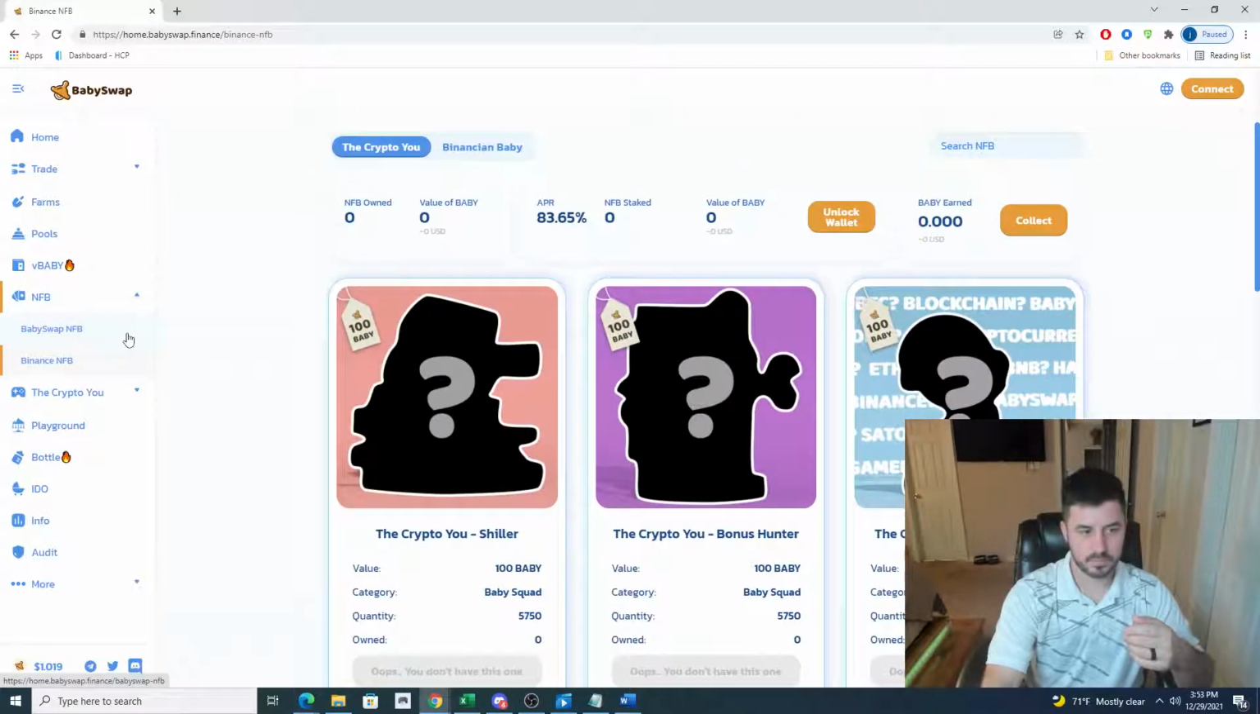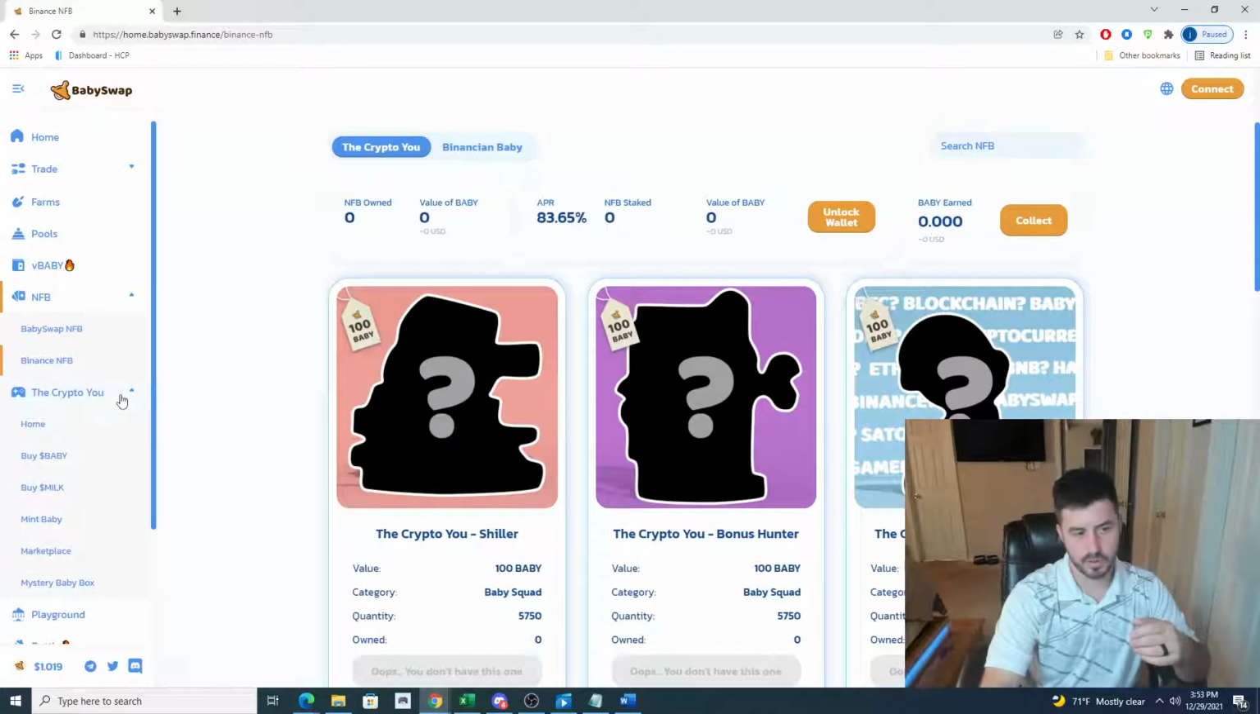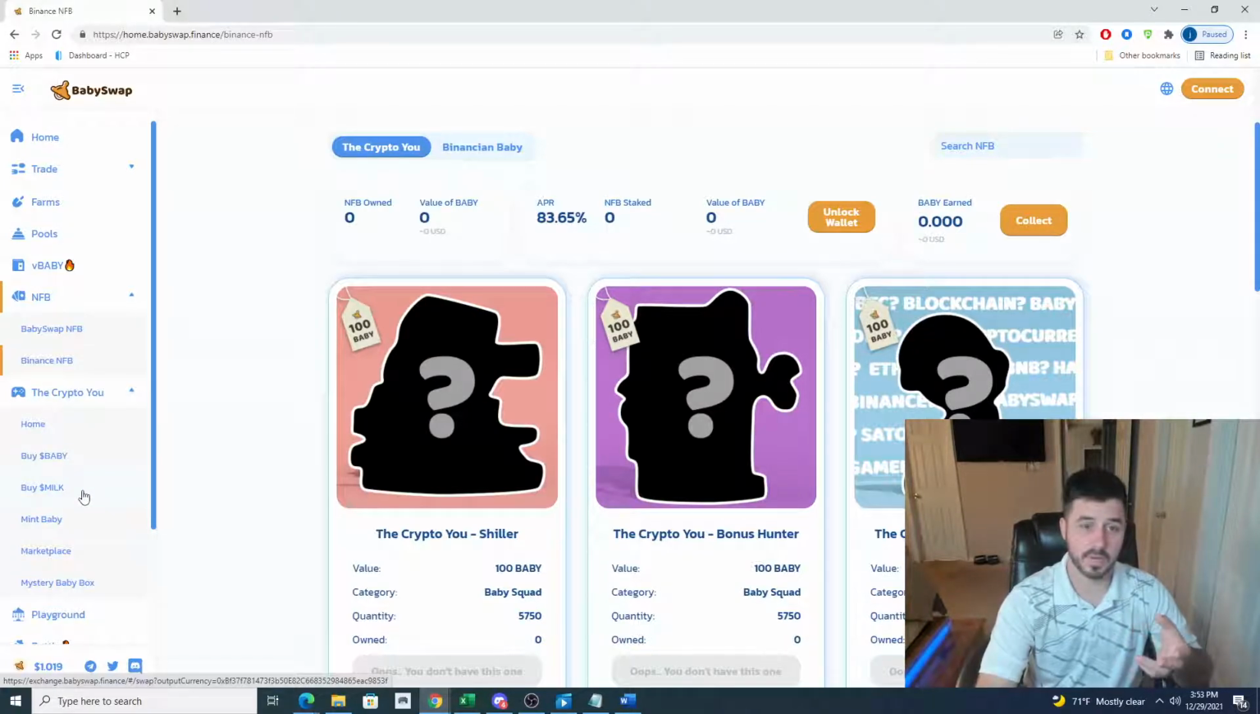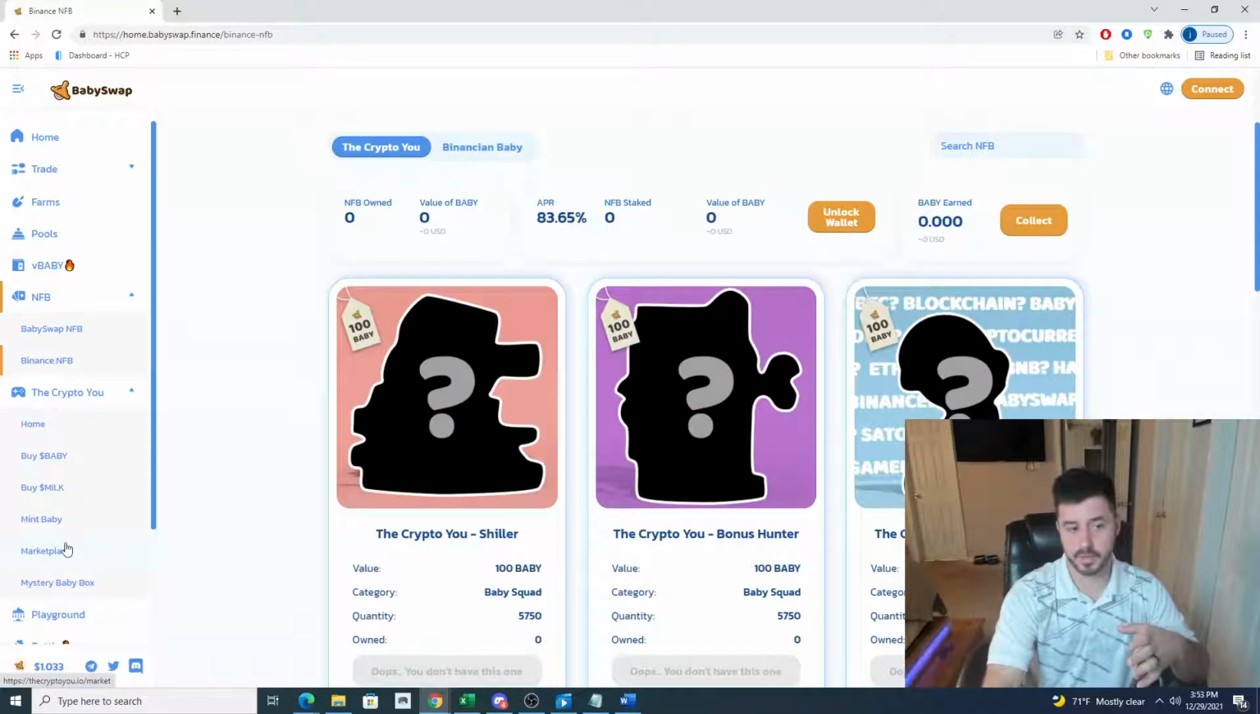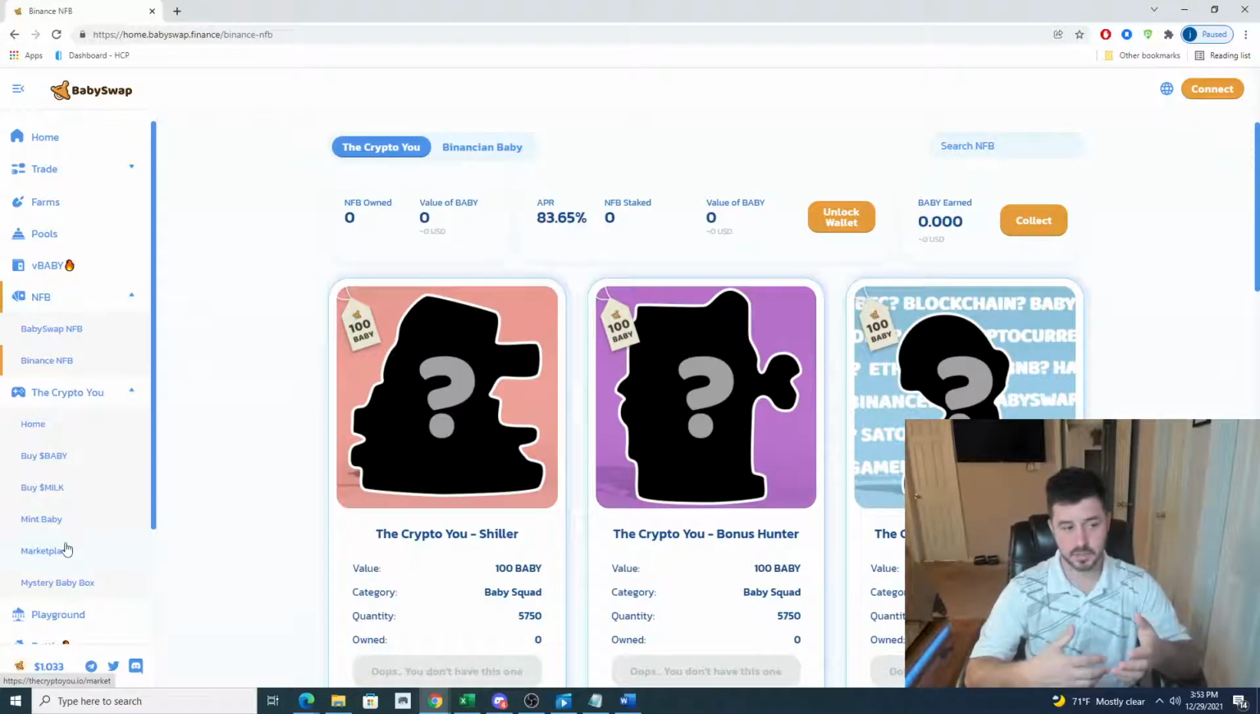Of course, here we go with the game. I'll save the game for last. The game's kind of a lot more involved. There's a lot of stuff here. You can buy a BabySwap token. Milk is used in the game. You can buy milk. You can mint baby characters for the game. The marketplace is a place where you can sell characters for milk or baby, and you can buy other characters.